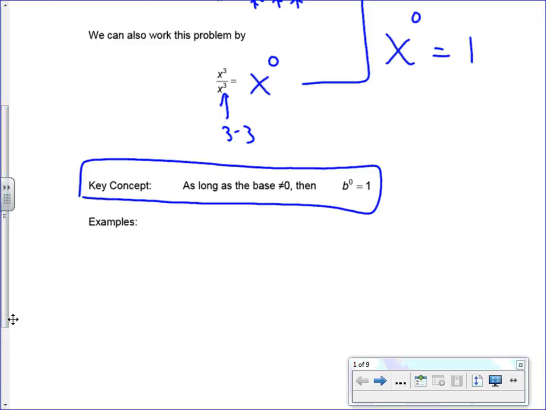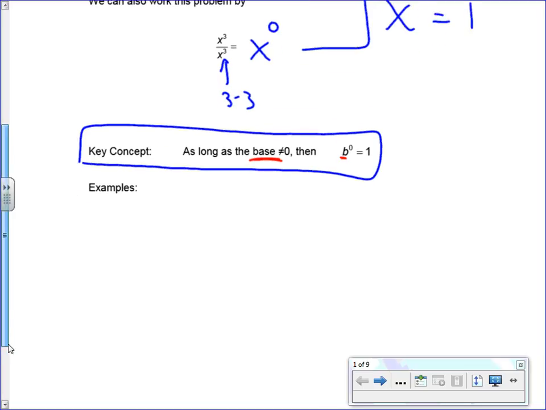And the thing is, you just take a look at the base. There's one little exception to this. 0 to the 0 doesn't mean anything, but we're not going to worry about that, okay? You have any base except for 0. If your base is raised to the 0 power, the answer is 1. So let's just put a handful of examples down here.